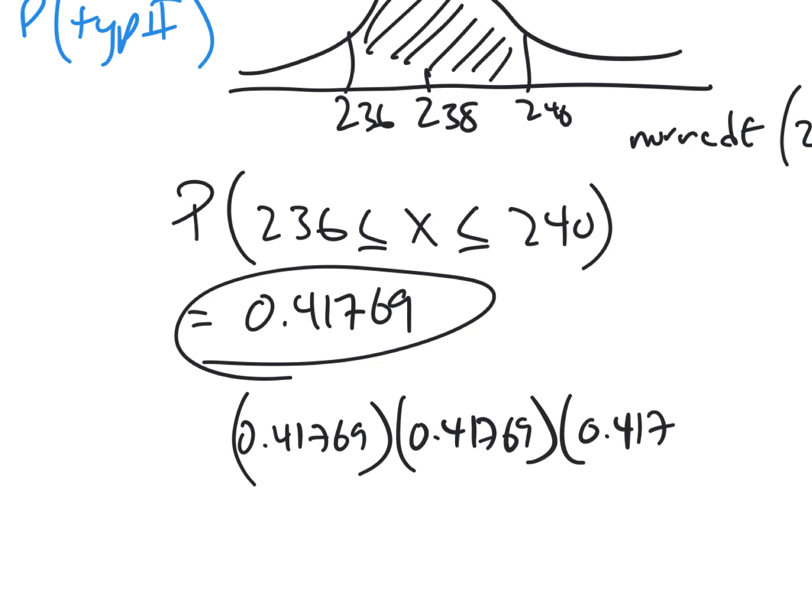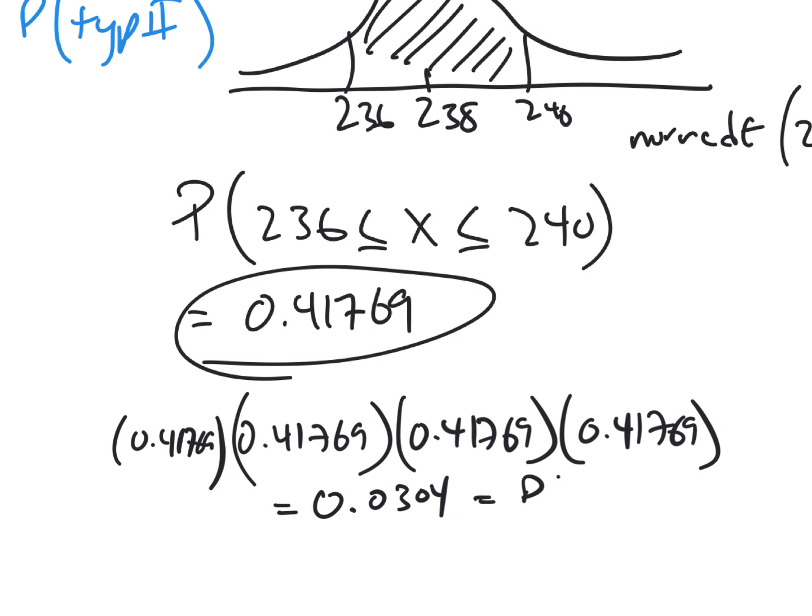If this happens 4 times in a row, then I will, in total, fail to reject the null hypothesis when I should have. And so that, when I multiply that all out, I get 0.0304. And this is the probability of a type 2 error.